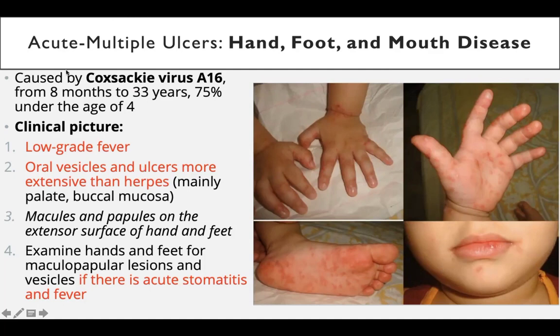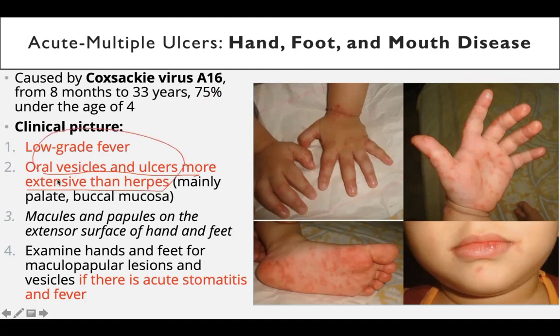Okay, clinical picture. What is the clinical picture? We have low grade fever, prodrome. Maybe when we have fever, definitely there will be malaise, fatigue. The child will be ill looking. There will be lethargy, myalgia. Yes. Okay. And then we have oral vesicles and ulcers more extensive than herpes.